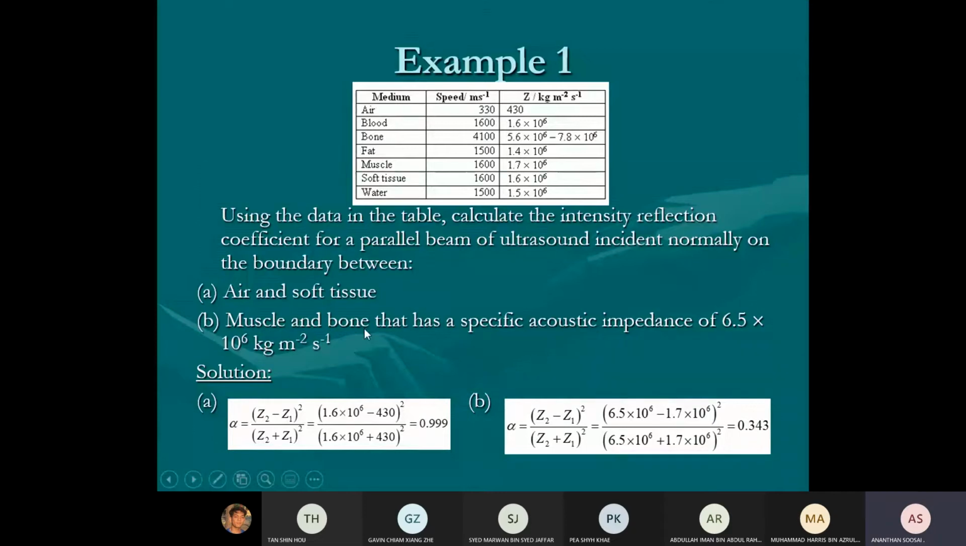Muscle to bone: check muscle, the value is 1.7 times 10 to the power of 6. Bone is 5.6 times 10 to the power of 6. So you put that in and the value is 0.343. That means when soft tissue goes to bone, 34.3% will be reflected, and 65.7% will be transmitted. Okay, so the alpha value is very important in ultrasound.